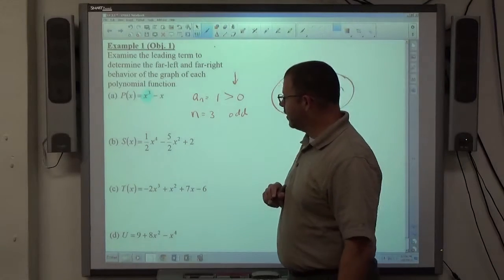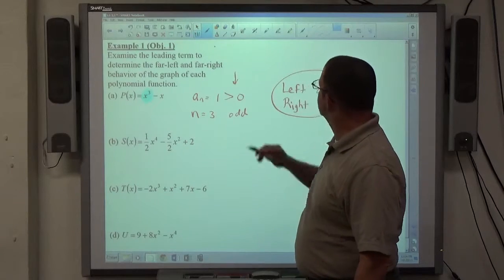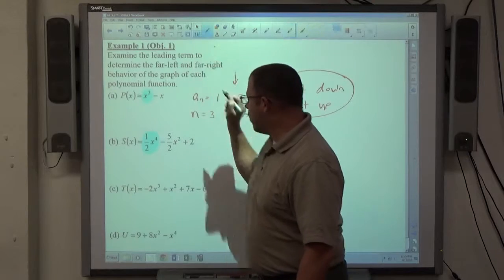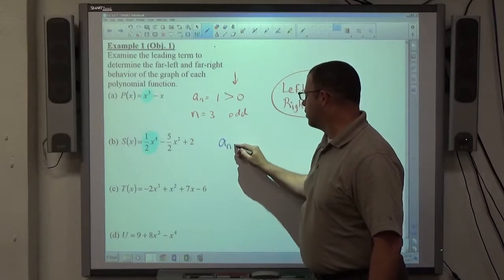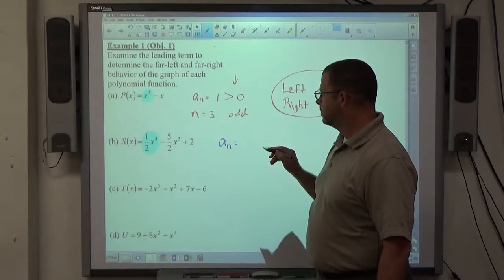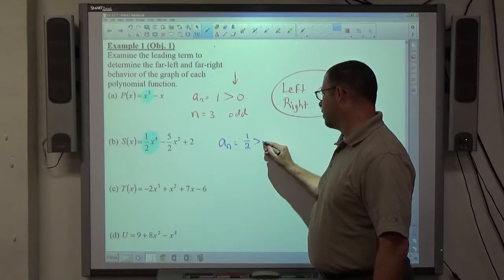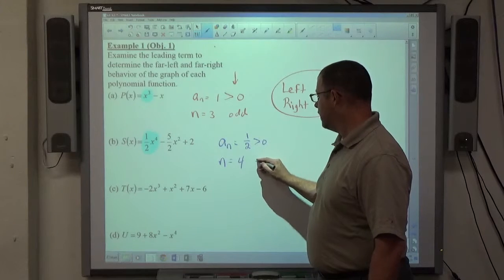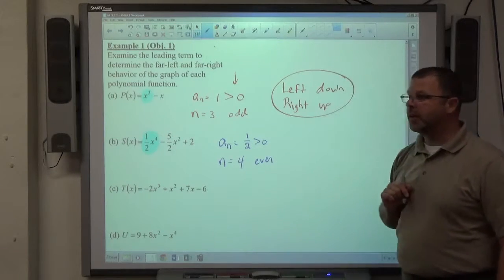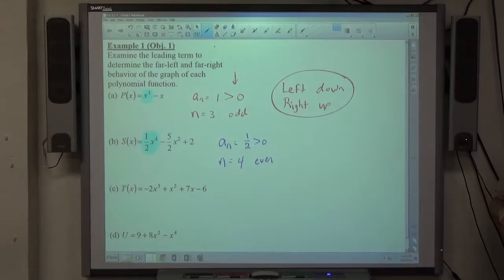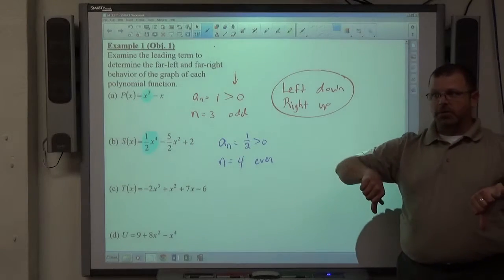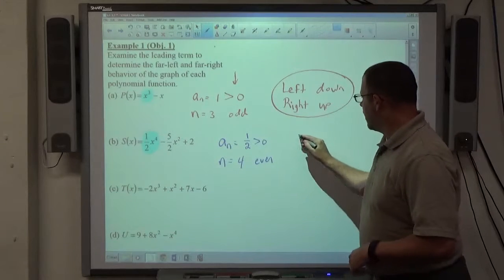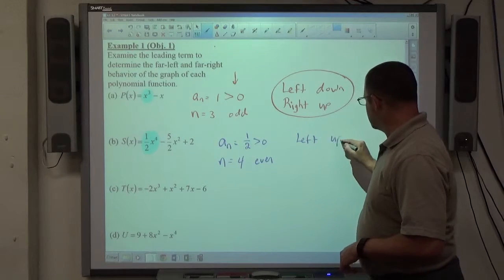Okay, what's the lead term on s of x? 1/2 x to the fourth, right? There's my leading term. So a sub n is equal to 1/2, which is greater than 0. And n is equal to 4, which is even. So we have an even power, which means either up, up, or down, down. A positive a sub n is the up, up. So left, up; right, up.